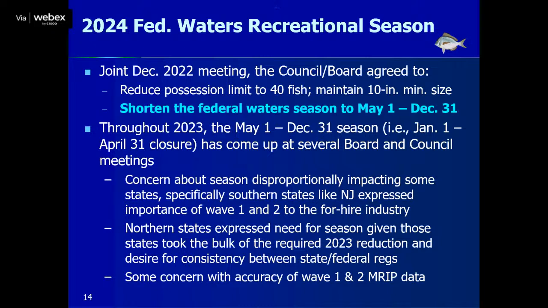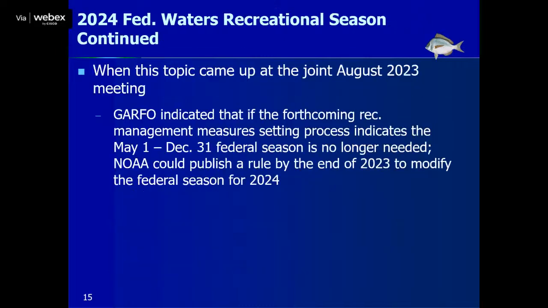Some states also expressed concern with the accuracy of wave one and two MRIP data and gave examples of how in the past there have been situations where a single MRIP estimate in, for example, Massachusetts resulted in an estimate of about 1 million pounds harvested.